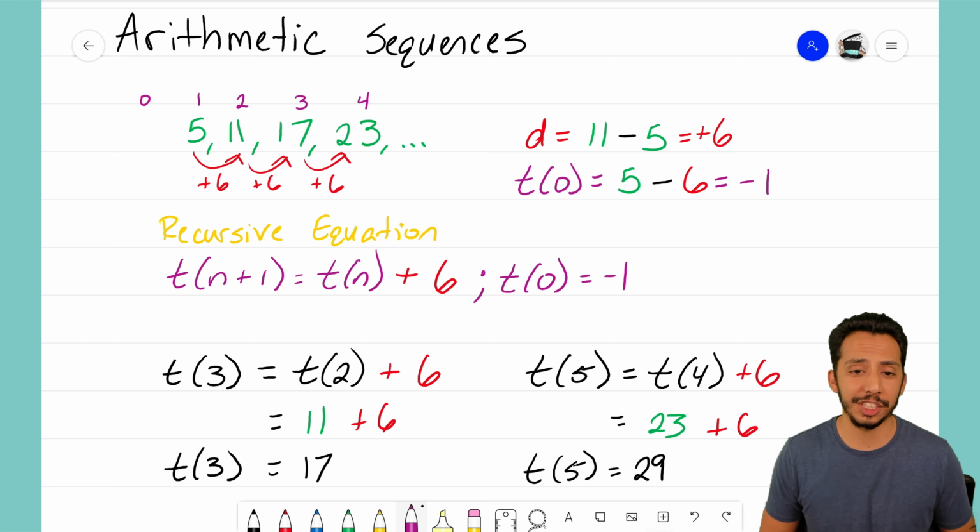That's what recursive equations are. It's a different way of writing out the sequence. It'll still give you the same sequence as if you're using the explicit equation. It's just another way of reimagining that equation.